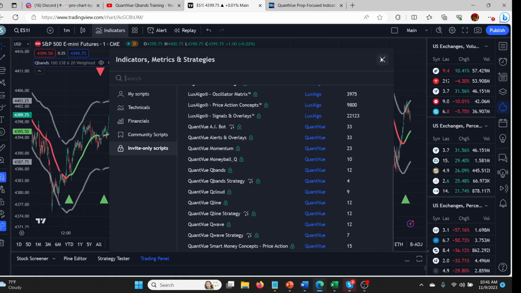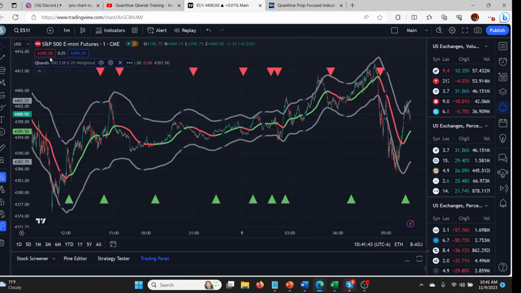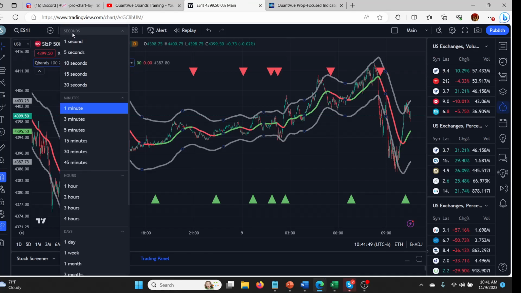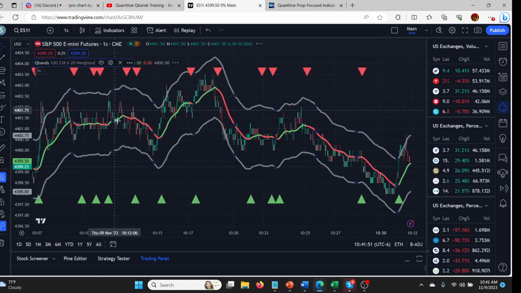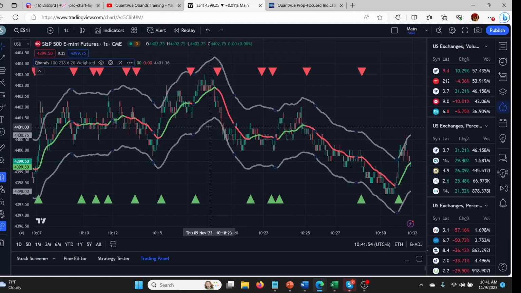So I added them to the system. You can see Qbands up here. This is currently ES, the E-mini futures. Let's go to the 1 second chart because they seem to preach the 1 second chart quite a lot.